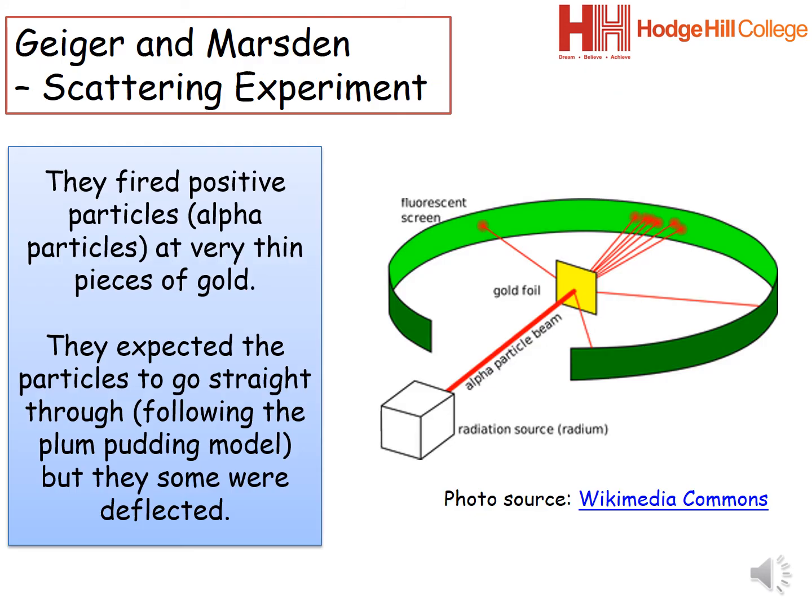This is a positively charged sphere with negatively charged electrons spread throughout it. Now, let's have a look at Geiger and Marsden's scattering experiment. In their experiment, they fired positively charged particles, alpha particles, at very thin pieces of gold. They expected the particles to go straight through, following the plum pudding model. However, they noticed that some were deflected.